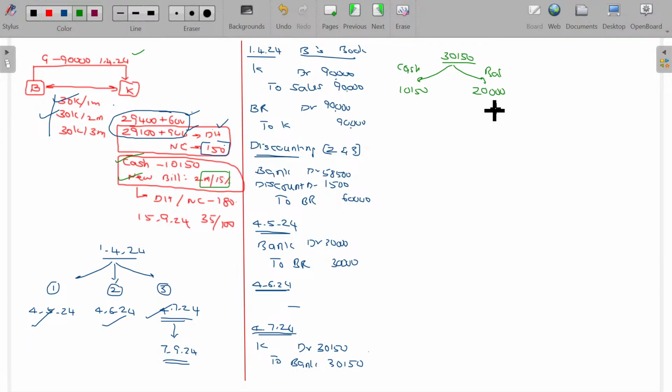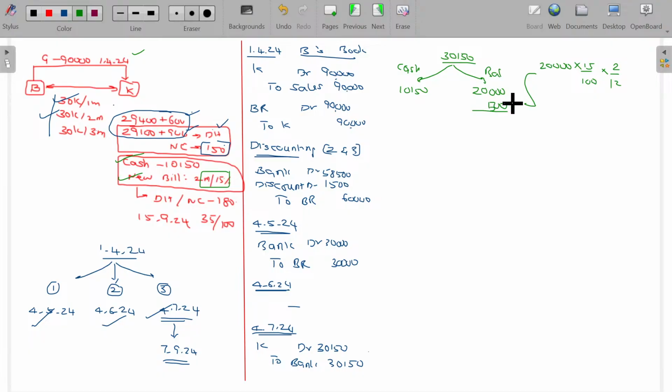For the 2 months, I will now add interest. 20,000 and applicable interest rate being 15%. For how many months? 2 months. Come on, get me the value. 500. So I collect additionally another 500 rupees.